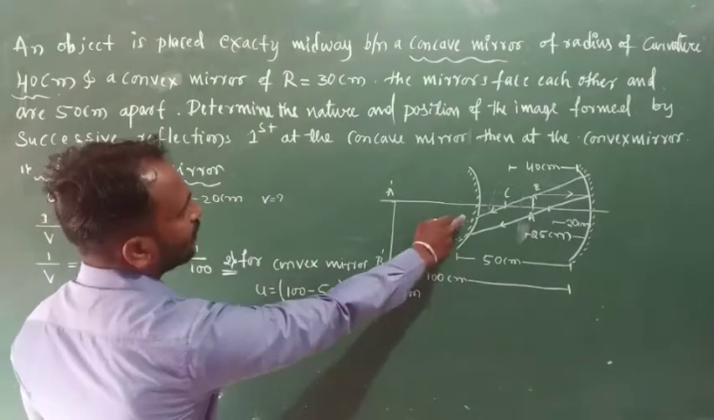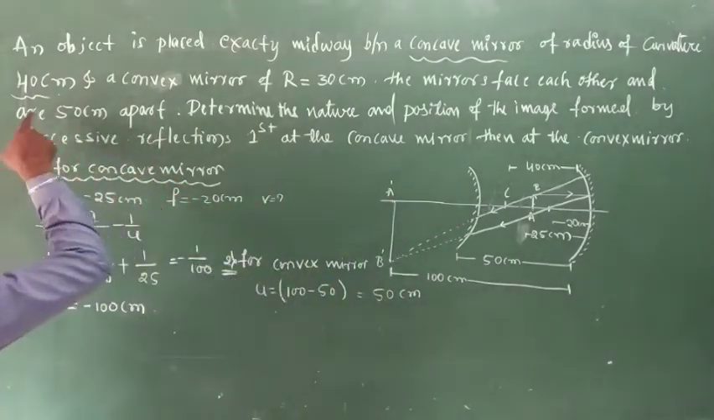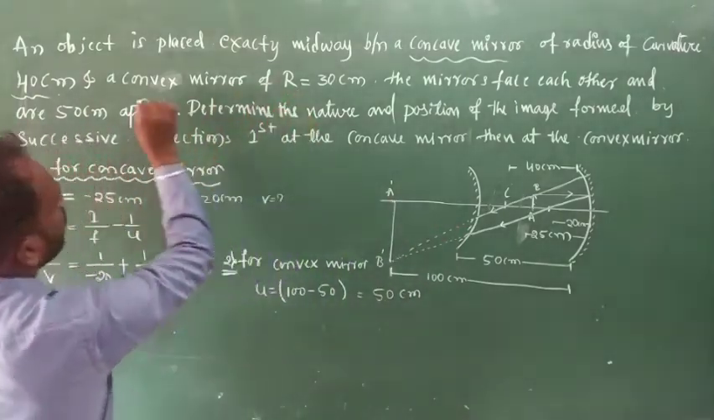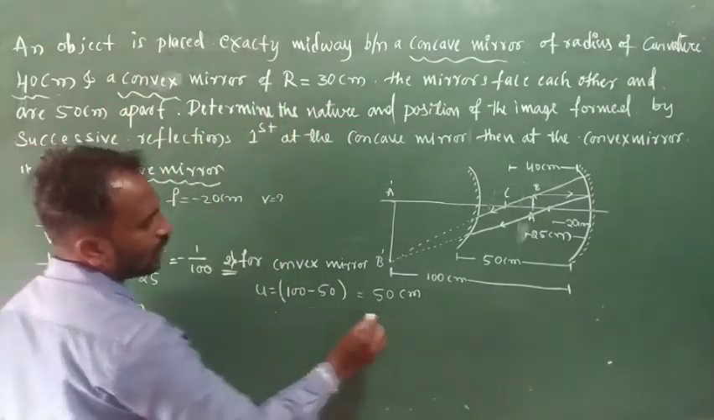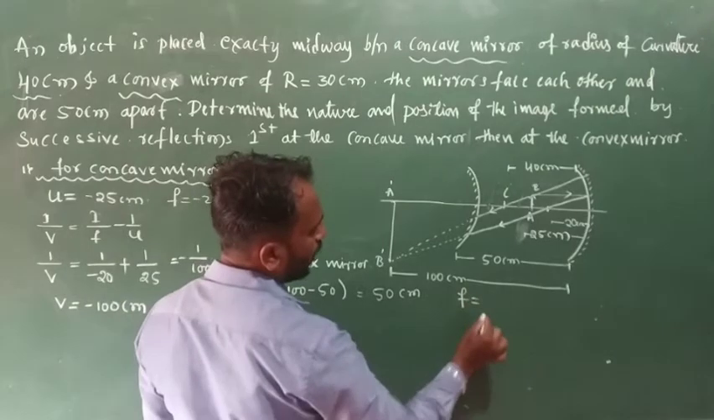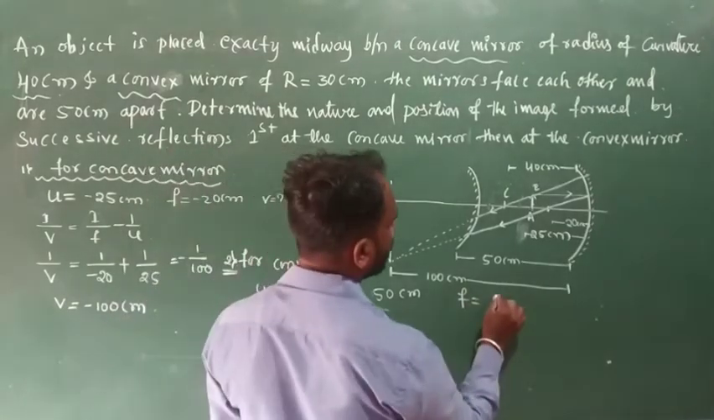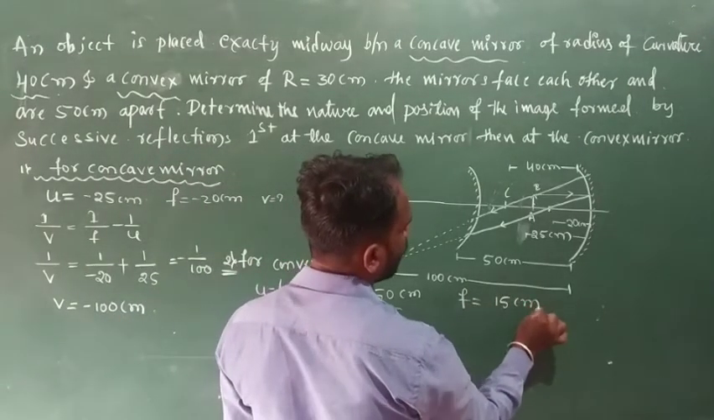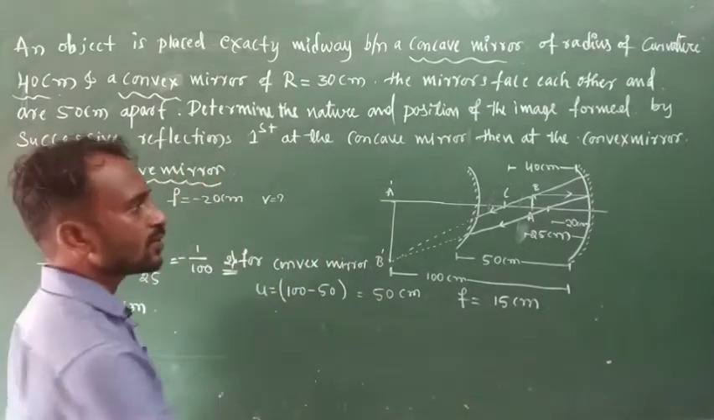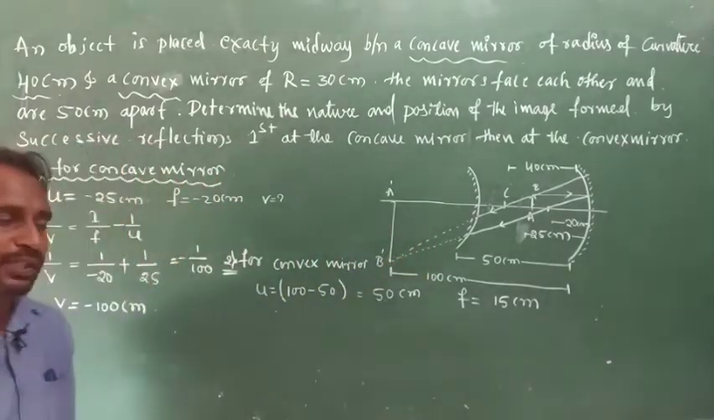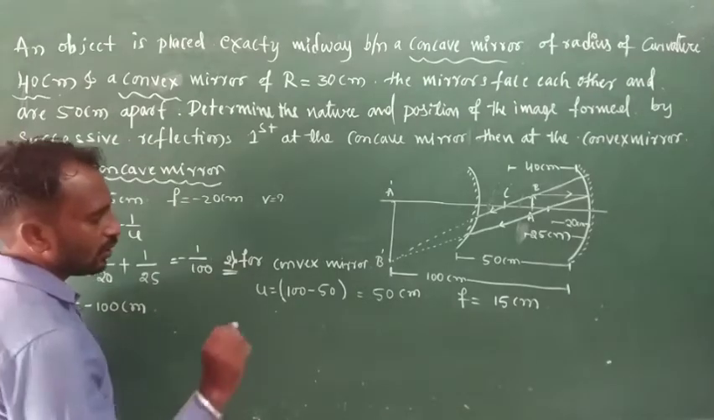Next, focal length. The radius of curvature of the convex mirror is 30 centimeter. It means the focal length f is equal to R by 2, which is 15 centimeter. So this is also positive. Why? Because this is a convex mirror.